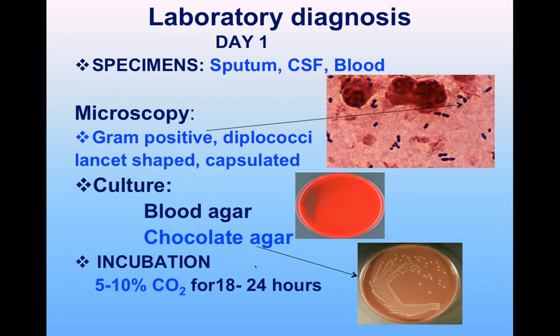Coming to the laboratory diagnosis, day one, where you get the specimen in the laboratory. Now, when you get the specimen, if it is pneumonia, then you will get sputum. If it is meningitis, you will be getting CSF, or if it is septicemia, you can take blood samples. You do the morphology on the specimen, and on Gram staining, you will see typical Gram positive diplococci, which are lancet shaped and capsulated.